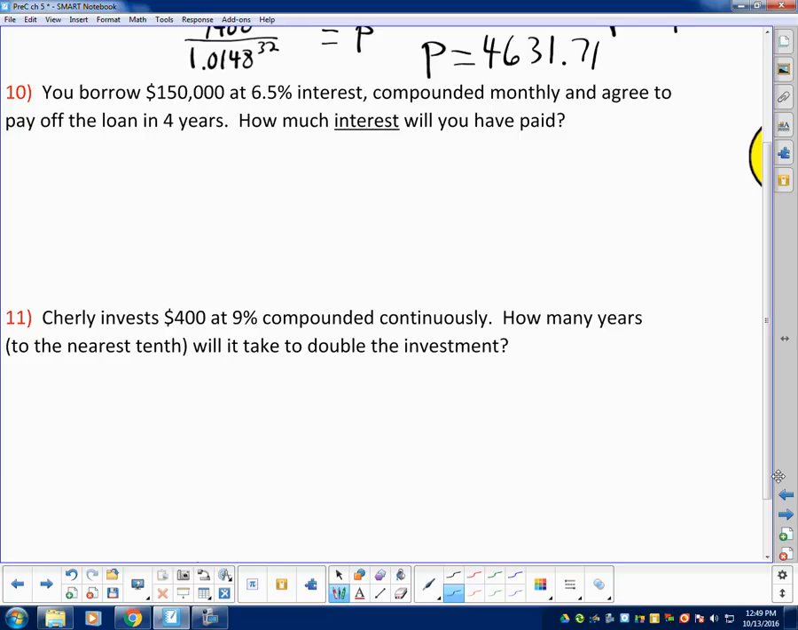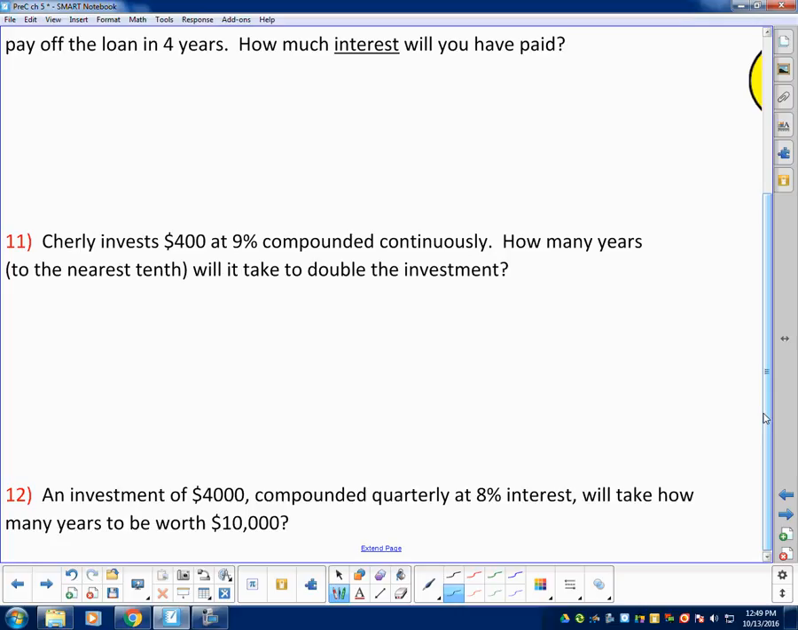But let's go down to 11. I want to do one where we're solving for the power. Okay, so it says Cheryl invests $400 at 9% compounded continuously. That means we're using the formula PERT, so A equals P e to the rt. And we're going to plug in everything we know.